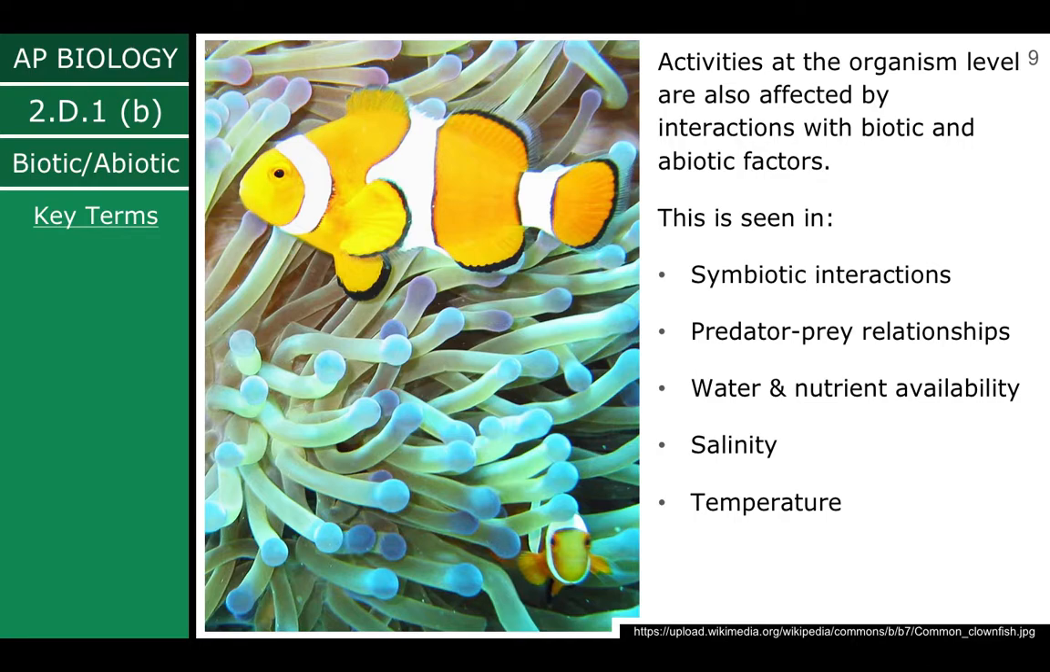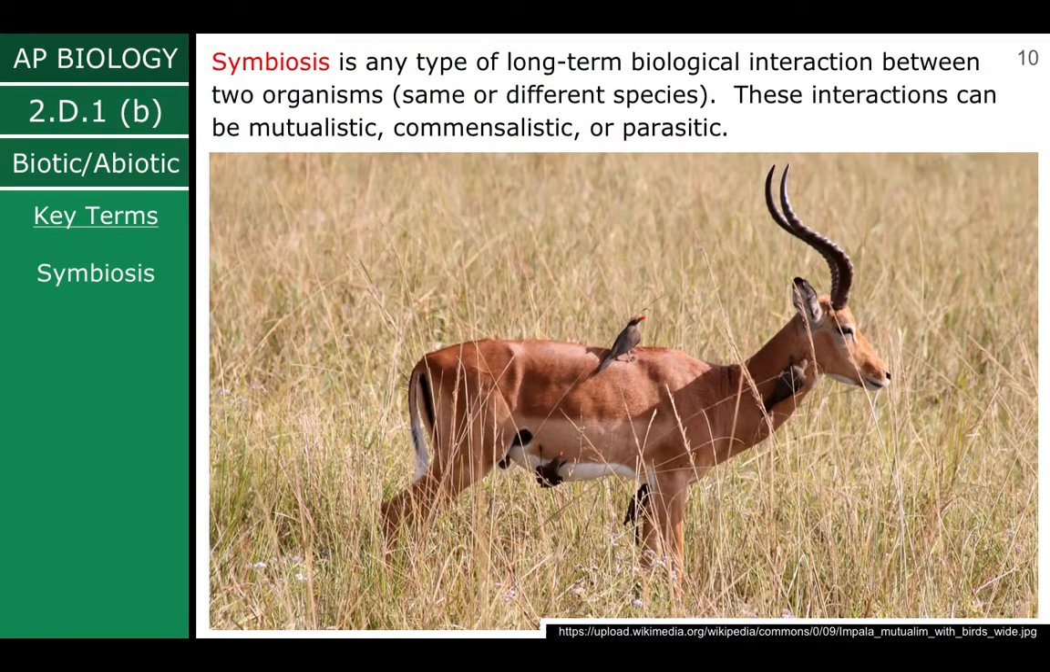Okay, activities at the organism level. So we're looking at cells now. Let's look at the whole organism, how they're affected. This is seen in symbiotic relationships, predator-prey relationships, water and nutrient availability, salinity, temperature.